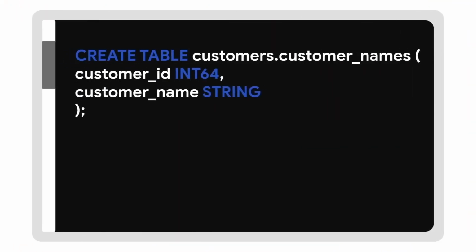The customer name column will store the customer's name. This column will be of type string, which means that it can store text data. This is a good choice for storing names, addresses, and even phone numbers. When you run this query, an empty table called customer names will be created in the customer's dataset. This table will have 2 columns, customer ID and customer name, and each column will store its own type of data.